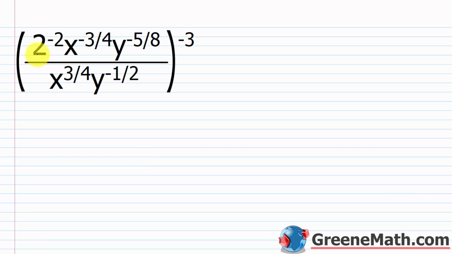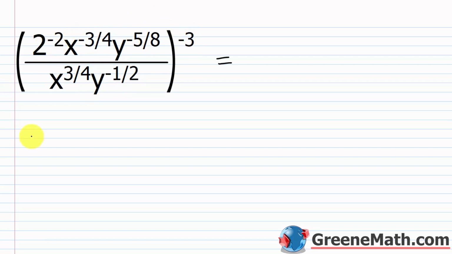So if we have something like 2 raised to the power of negative 2 times x raised to the power of negative 3/4 times y raised to the power of negative 5/8, and this is over x raised to the power of 3/4 times y raised to the power of negative 1/2. So this whole thing's raised to the power of negative 3. So I'm going to start by just using my power to power rule. Notice that there's no addition involved. This is all multiplication.